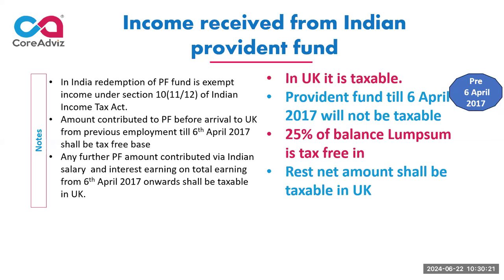You said 2027, but it is written as 2017. Yes, it is 2017. Because there was an agreement between the UK and India, any accumulated fund till 6th April 2017, that base income of PF will be tax free. It is called clean capital in that scenario. Any fund accumulated till 6th April 2017 will be completely tax free. Any delta afterwards would be completely taxable in the UK, both interest and capital. But you can claim the 25% lump sum allowance.